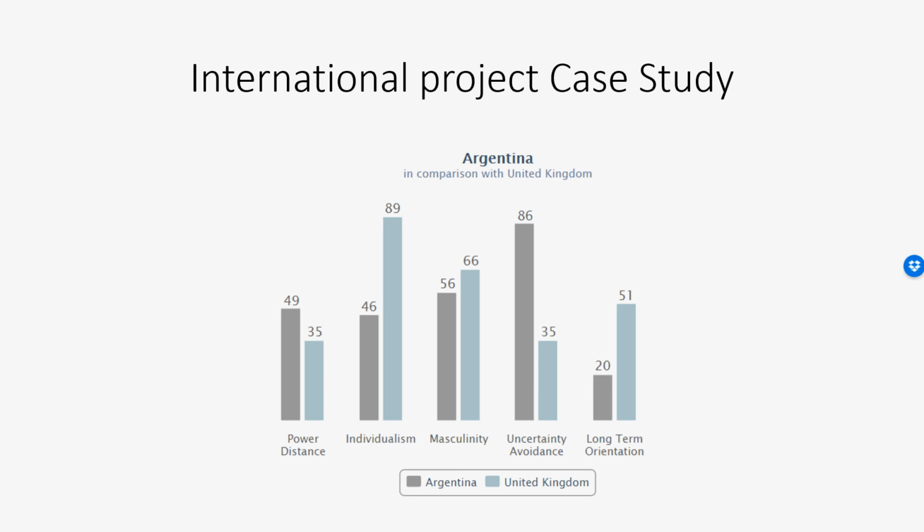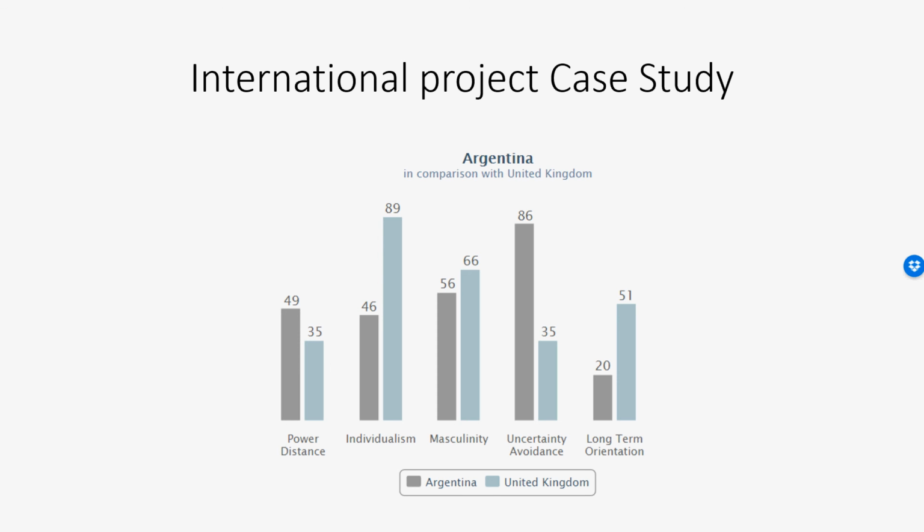In terms of uncertainty avoidance, Argentine society has a high score, and therefore they tend to feel uncomfortable and avoid situations that carry risks. The UK has a low score, and therefore they feel comfortable and look for innovation and progress, and do not feel uncomfortable in risk situations.